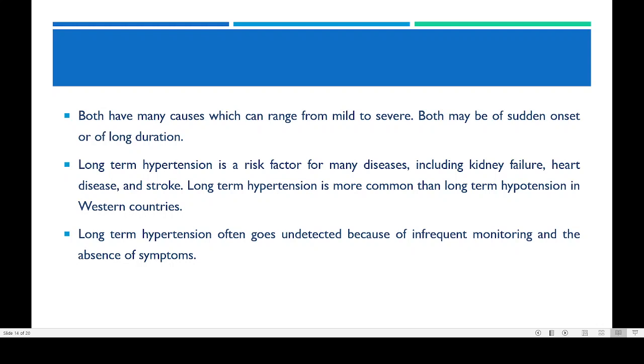Now, I will show you how pressure is affecting your kidney. See, here you can see how hypertension will be damaging your kidney.